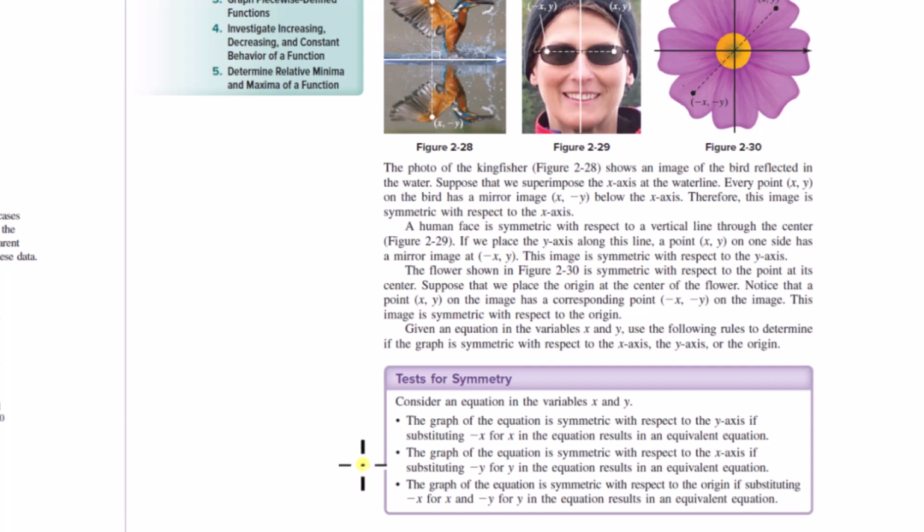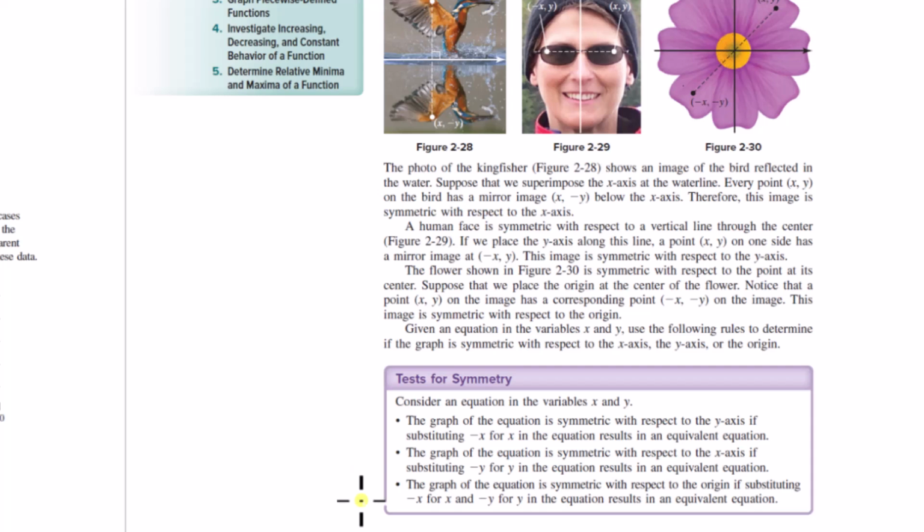If you take an equation and you substitute every single x value for minus x, or you can think about substituting every single y value for minus y if there's multiple y or x values, and then you simplify and you get the exact same equation you started with. That means that equation or graph is symmetrical with respect to the x-axis.